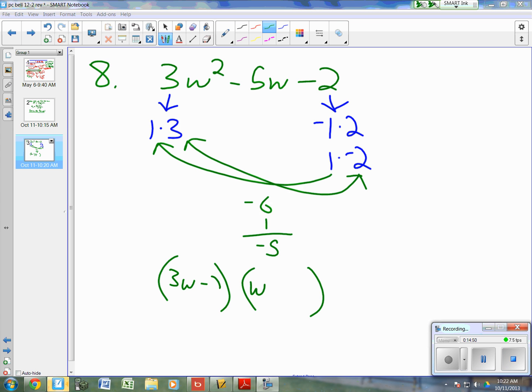Would I put negative 2 right here? No, because you already did it. If I distribute, I'm going to distribute 3w and multiply it by those two. I'd never multiply it if it was right there, right? So I'm going to put it over here, and then the positive 1 right here. Okay?